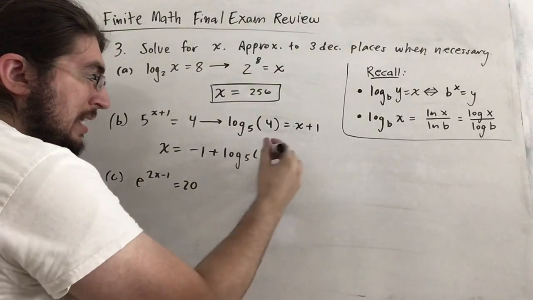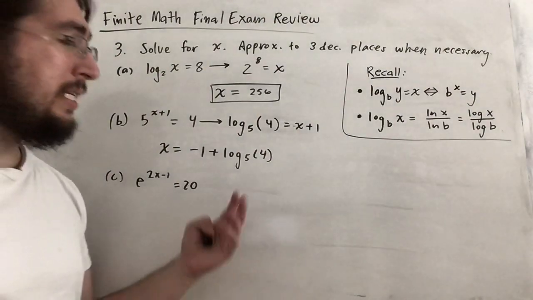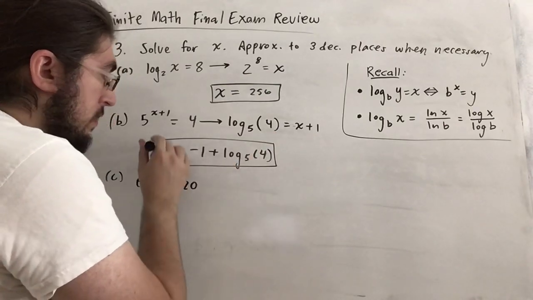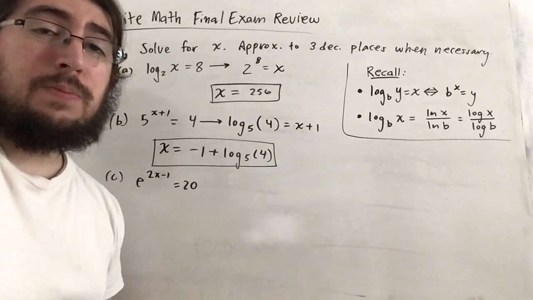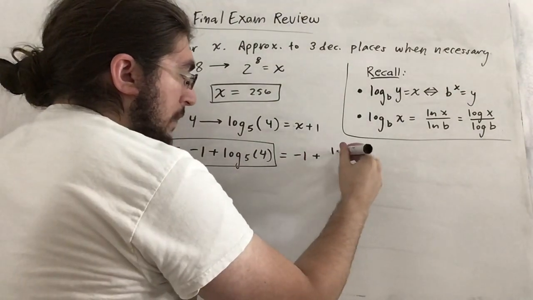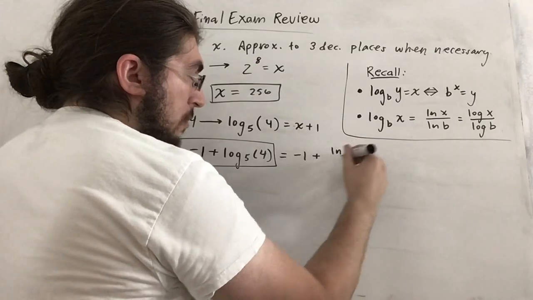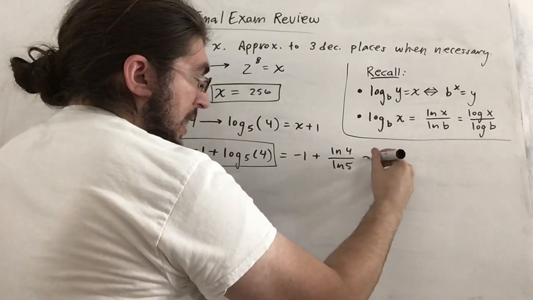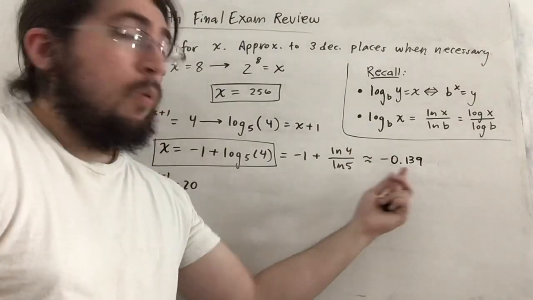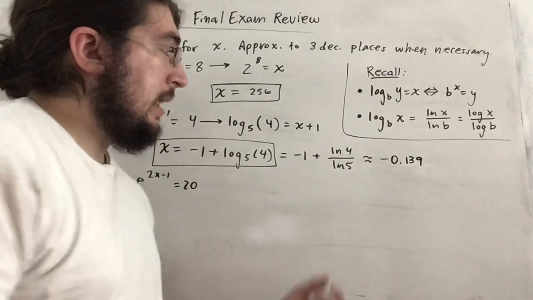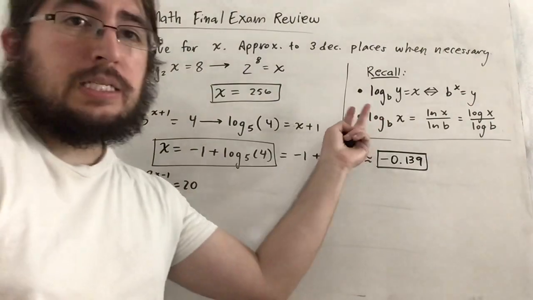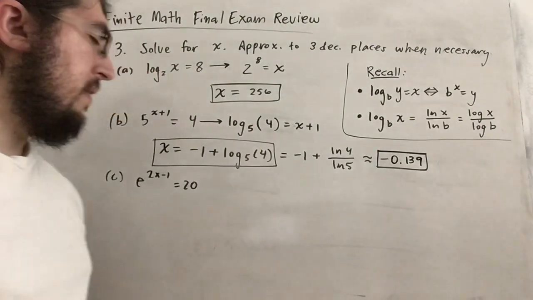And this is exact, but it says to approximate to 3 decimal places when necessary. So you could take this as being your final answer, but it's exact. If you want to approximate this to 3 decimal places, you can use your calculator and the fact that log base 5 of 4 is ln 4 over ln 5. And then let me see what my calculator gives me. It, of course, gave me -0.139 after rounding to 3 decimal places. And recall here how I got ln of 4 over ln of 5, which is basically using the change of base formula, as I mentioned previously.